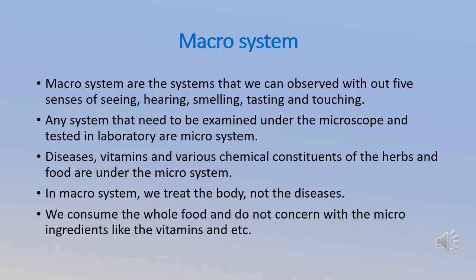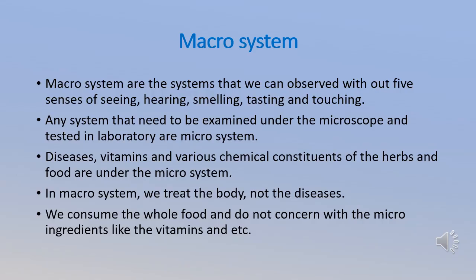In the first chapter, we talked about the macro system. Macro system is a system that you can observe with our five senses of seeing, hearing, smelling, tasting, and touching. Now, all systems that need to be examined under the microscope and tested in the laboratories are the micro system. For example, diseases: you need to do the blood test, you need to do so many tests in the laboratory.